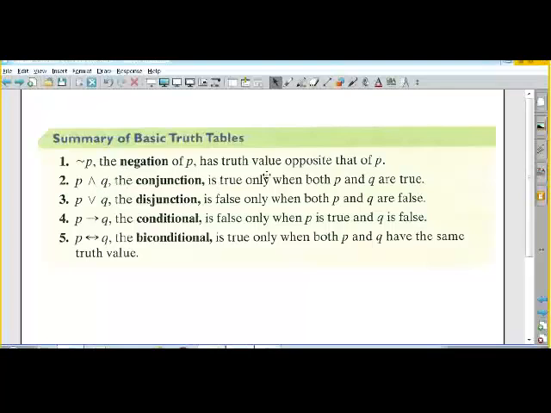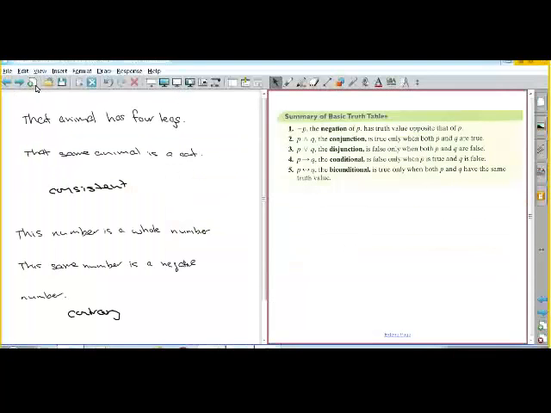A conjunction, which is an and statement, is true only when both the first and the second statements are true. The or statement is only false if both the first and the second statements are false. The conditional is only false if the first statement is true and the second statement is false. And the biconditional is true only if they're both true or they're both false. We're not worried about that one. So this summarizes everything you need to know about filling out truth tables. Those are the basic truth table rules.